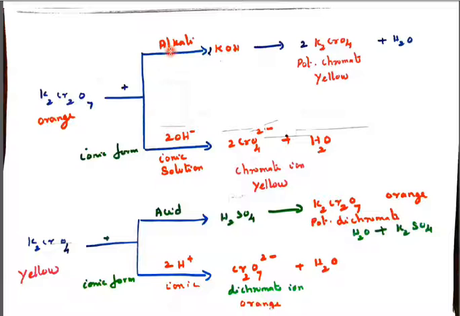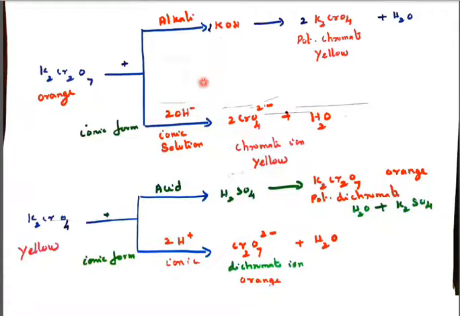The top one is the molecular equation, and the bottom is the ionic equation. Potassium dichromate K2Cr2O7 plus potassium hydroxide forms yellow potassium chromate plus water. In the ionic form, instead of writing KOH, I have written 2OH-. I removed potassium, so I have written CrO4 2-, two of them, plus H2O. This ionic form is exhibited in yellow color.